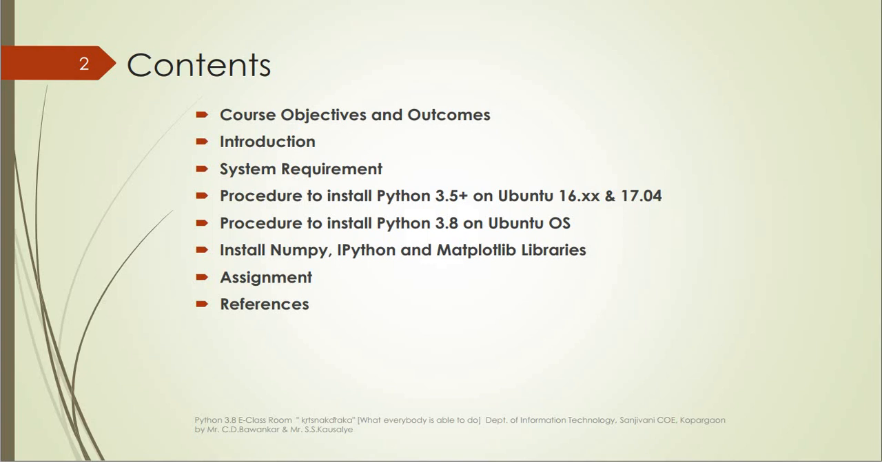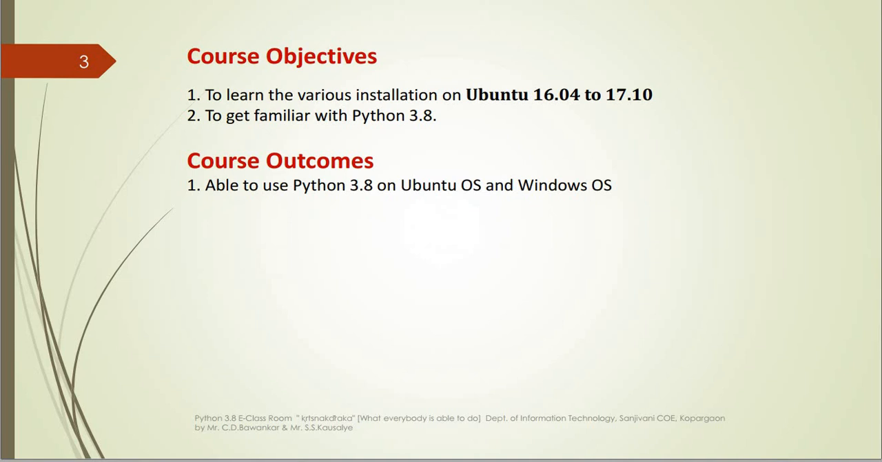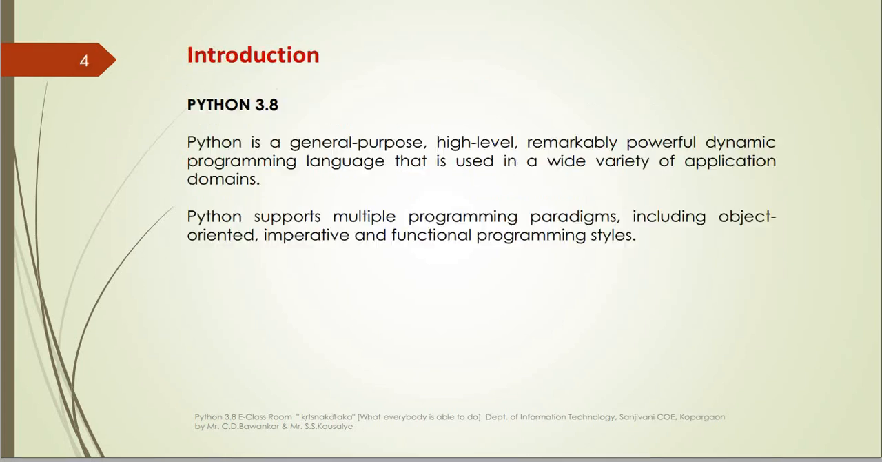The contents: course objective, introduction, system requirement. Course objective: to learn the various installations on Ubuntu like 16.04 to 17.10, and to get familiar with Python 3.8. The course outcome: you will be able to use Python 3.8 on Ubuntu as well as on the Windows operating system.